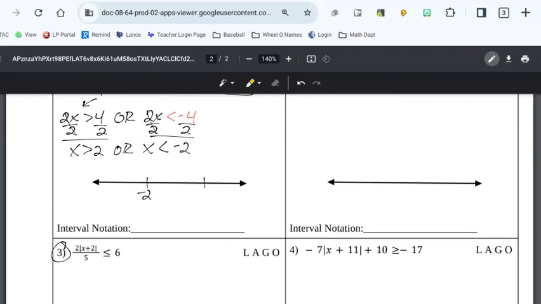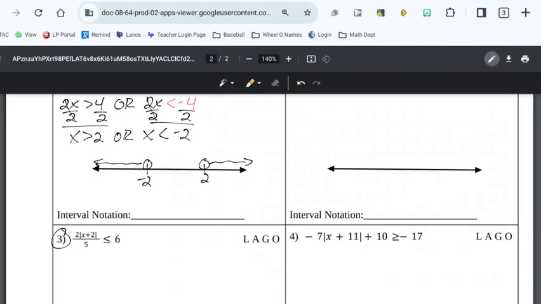Negative 2 on the left, 2 on the right, open circle, and it's an OR problem, so we're automatically shading to the outside. We have an arrow to the left, which remember is negative infinity. Infinity always gets a parenthesis. Then we come to negative 2 as we move to the right. And again, it's an open circle. Do not forget your U. And then we have 2 with an open circle, so it's another parenthesis. And then an arrow to the right is positive infinity.